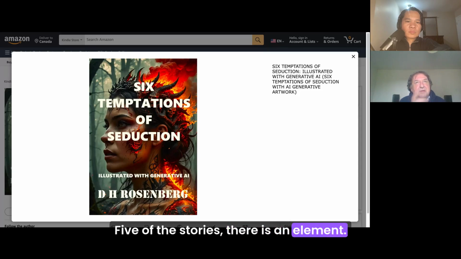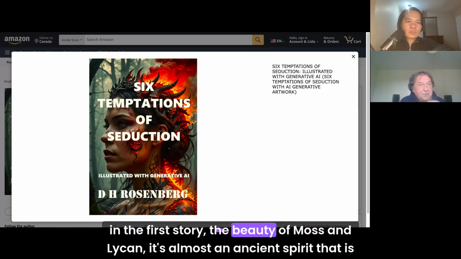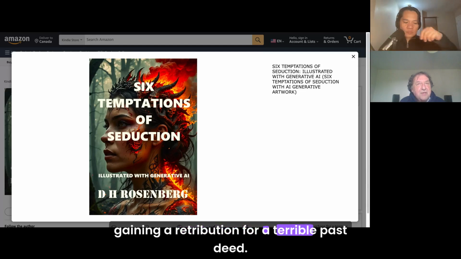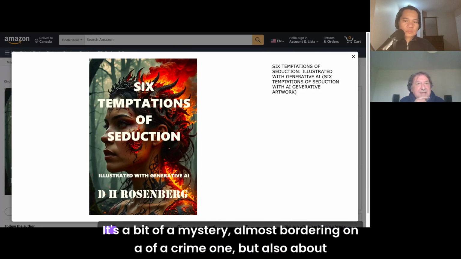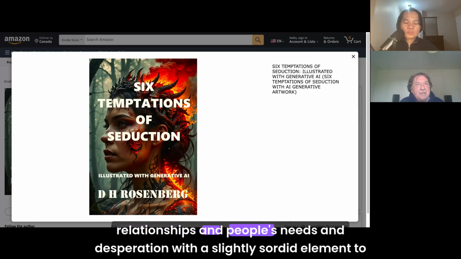have an element of it. In the first story, The Beauty of Moss and Lichen, it's almost an ancient spirit that is gaining retribution for a terrible past deed. The second story, Sugar is Sour, is not a supernatural story. It's a bit of a mystery, almost bordering on a crime one, but also about relationships and people's needs and desperation, with a slightly sordid element to it.